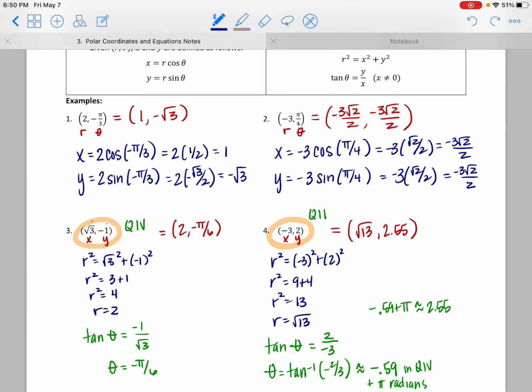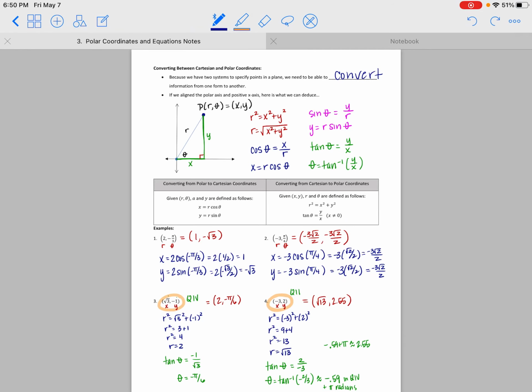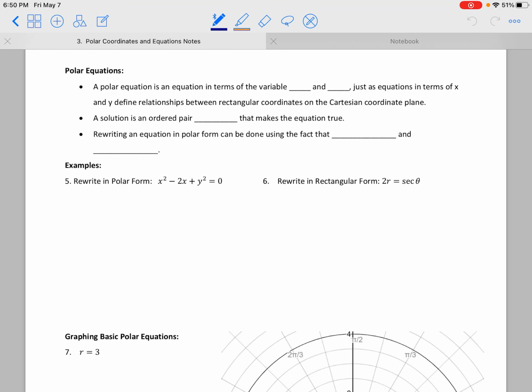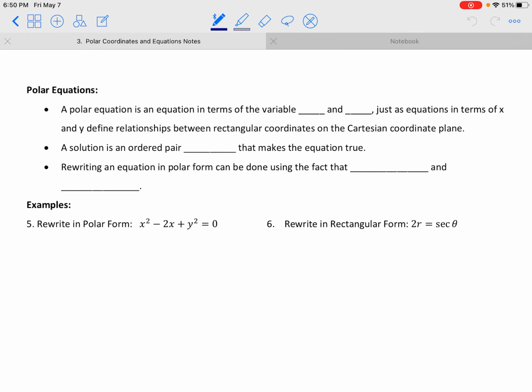Okay, so now that we have a little bit of a grasp on the coordinates and going back and forth from Cartesian to polar, what I want to show you now is, again, just a brief intro into polar equations. So just like Cartesian, or what we call rectangular equations that are in terms of x and y, a polar equation will have to be in terms of r and theta. And a solution for an equation in terms of x and y will have an x and y. This is going to have an r and a theta.